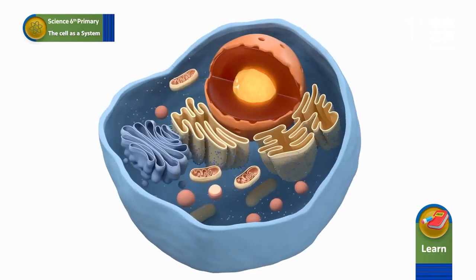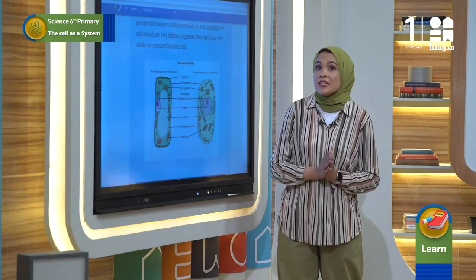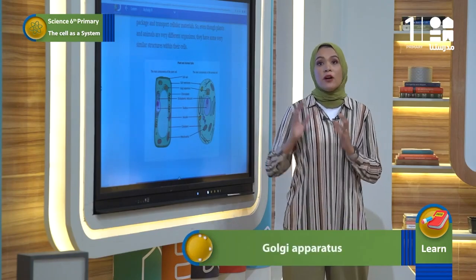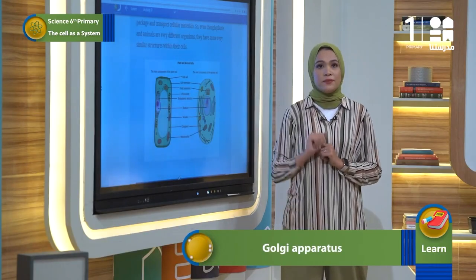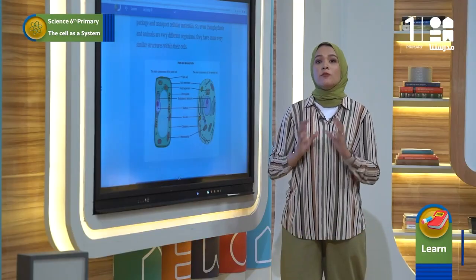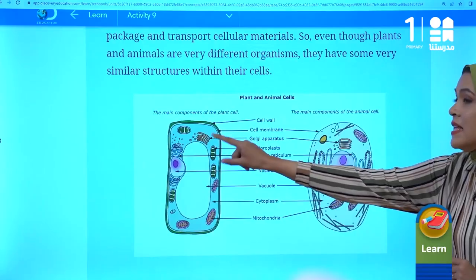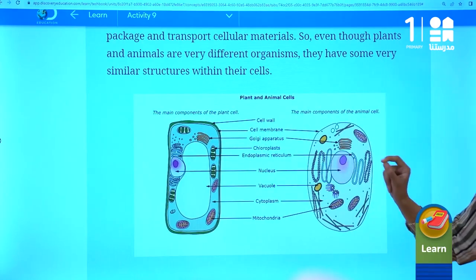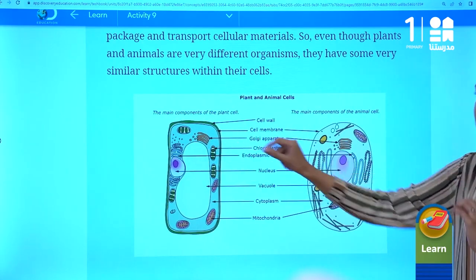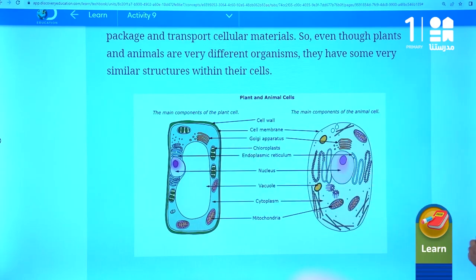Now, how can the cell maintain the materials transported from one organelle to another? This is the role of the Golgi apparatus. It helps in packaging and transporting cellular materials through the cell. Here, it's located in the cytoplasm, next to the endoplasmic reticulum, and near the nucleus. This is found in both plant cell and animal cell.